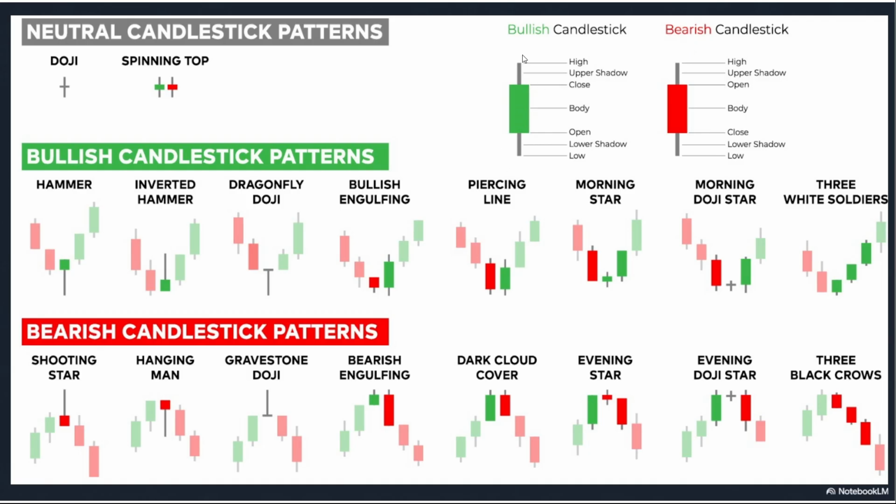Bullish means up, bulls. Bearish means bears. They push the price down. The bulls, the buyers, they push the price up. So that's how it becomes red or green.